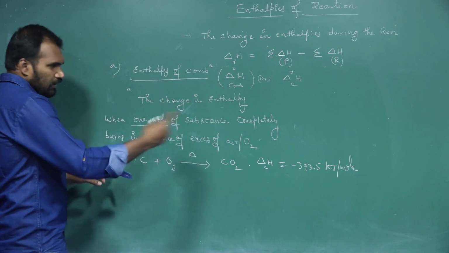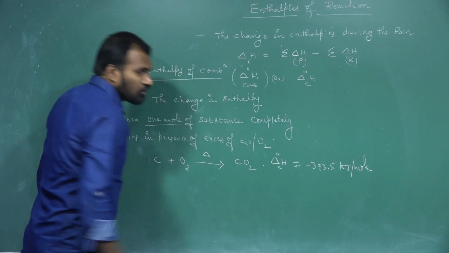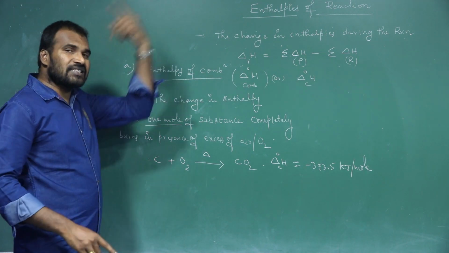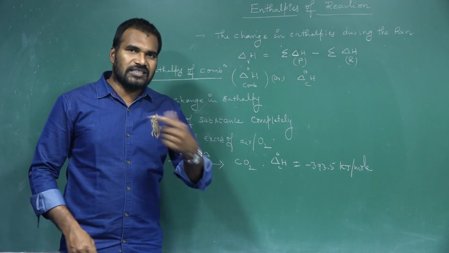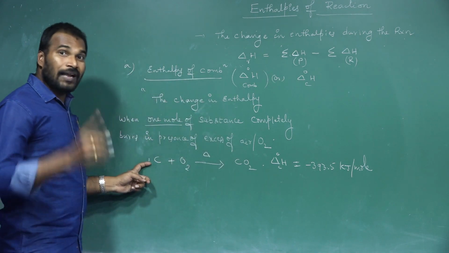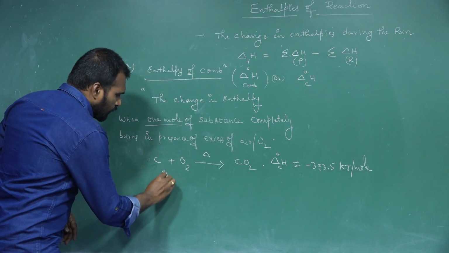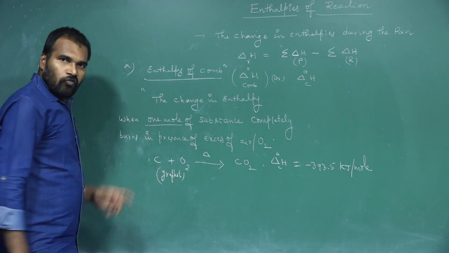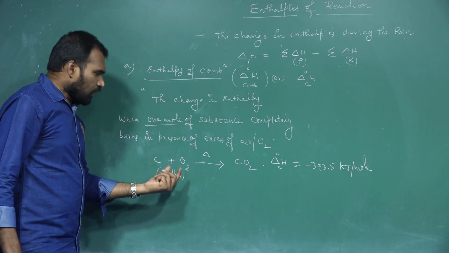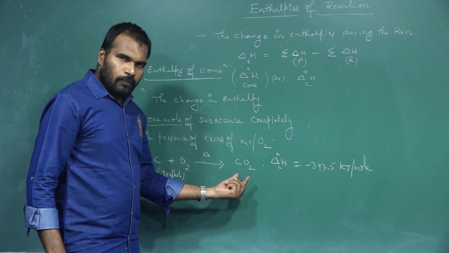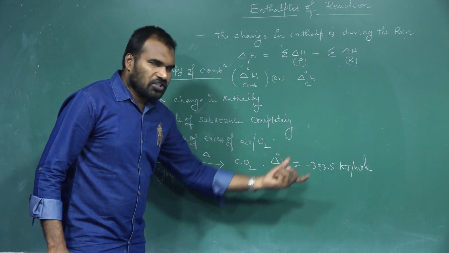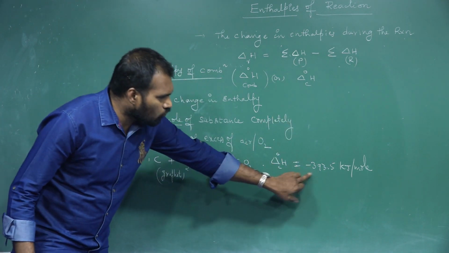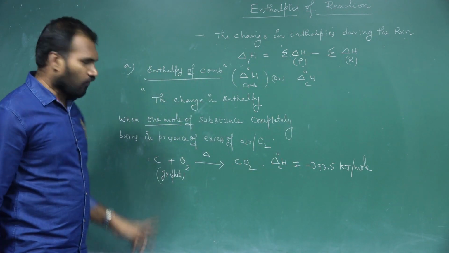And this is the same thing we can write as del H naught when the substance is in its standard physical state. What is the standard physical state of carbon? Graphite. So if you take that carbon is in graphite form, 1 mole of graphite on undergoing combustion, releasing carbon dioxide, whatever the change of heat energy, that is called standard enthalpy of combustion. This is the value of standard enthalpy of combustion of carbon.